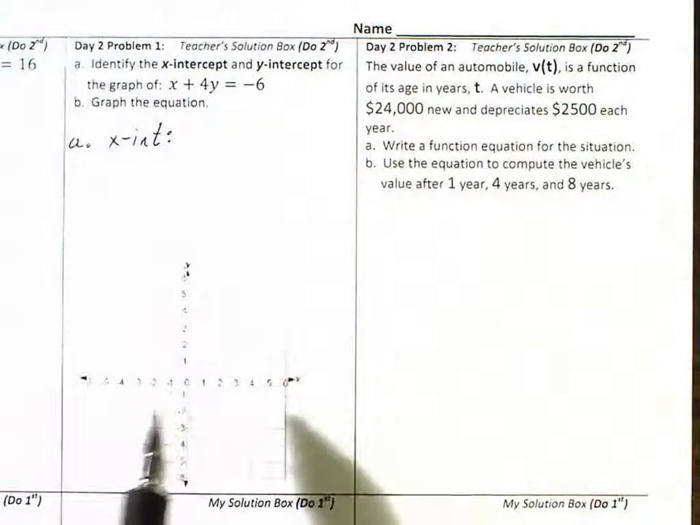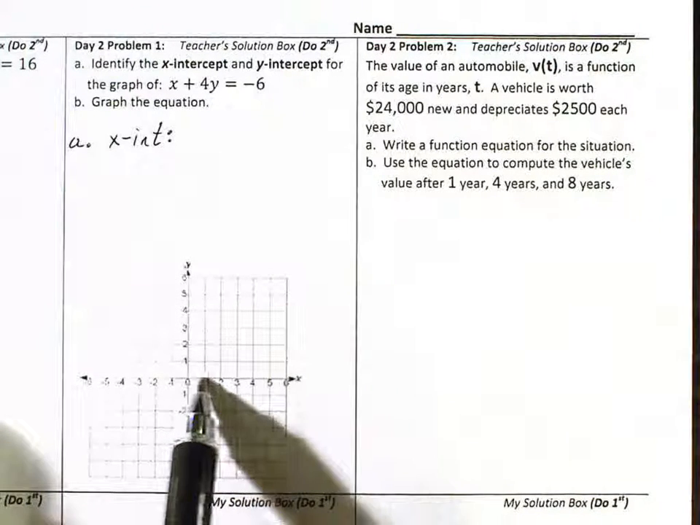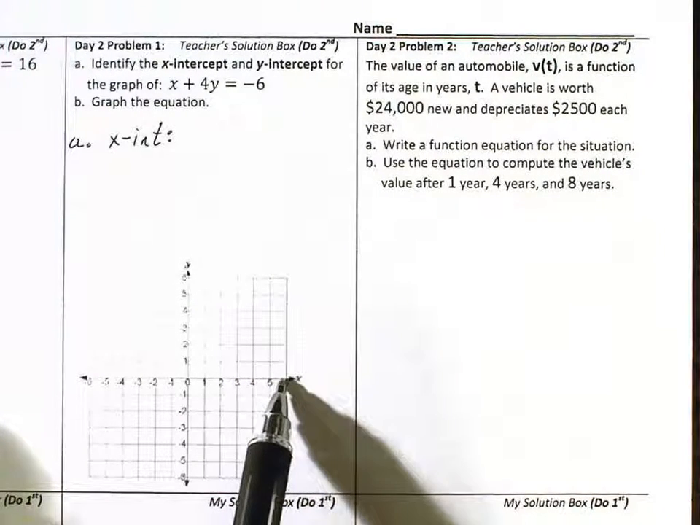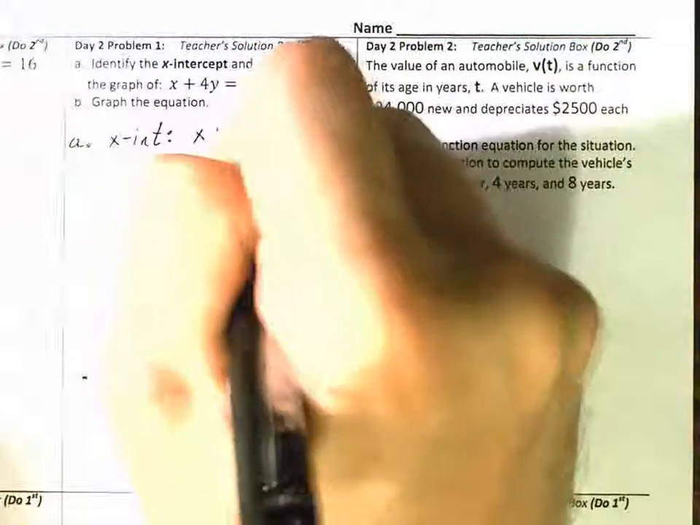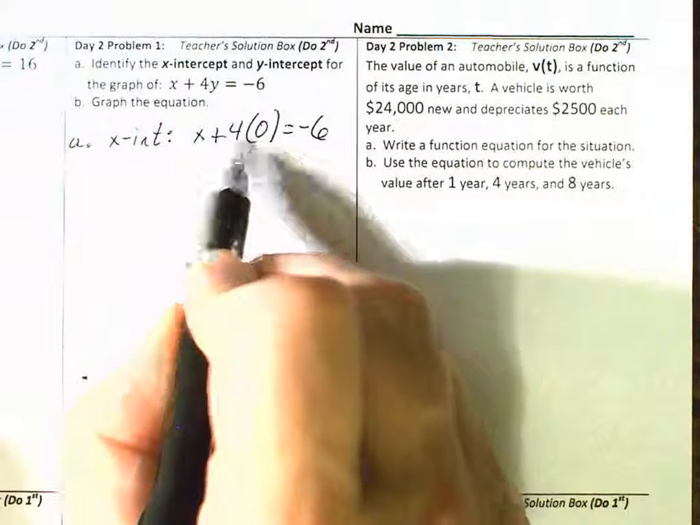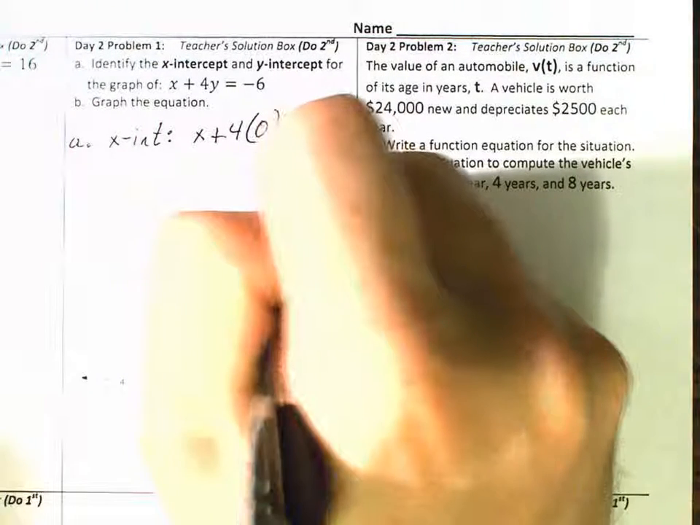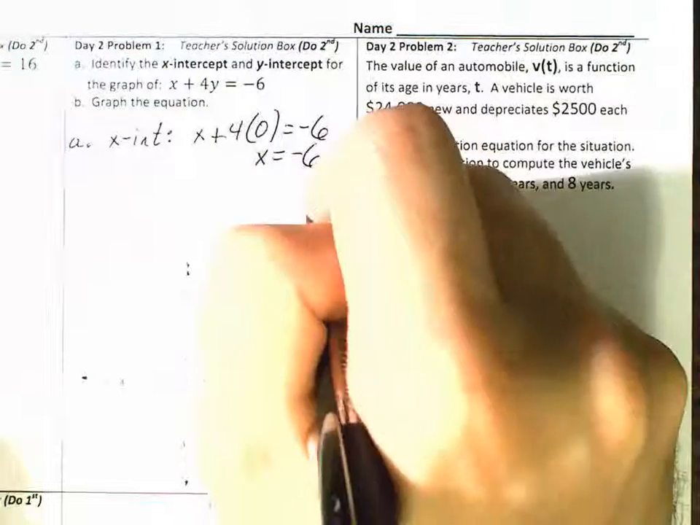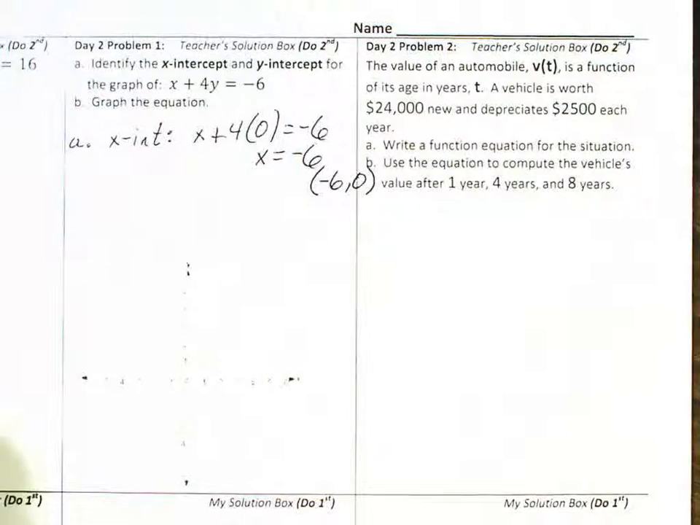The x-intercept is a dot on the x-axis, and any dot on the x-axis has a 0 for a y-coordinate. So I can find the x-intercept by putting 0 for y. That's going to create this equation. Four times 0 is just 0, so that there's a 0 right here. So this is like having x equals -6. And that's the x-intercept. As an ordered pair, -6, 0.